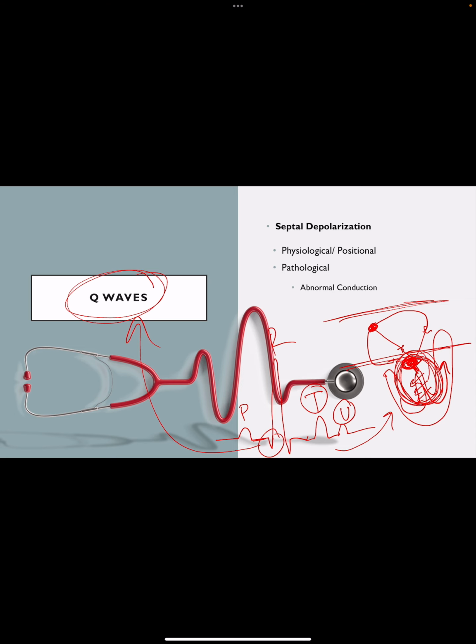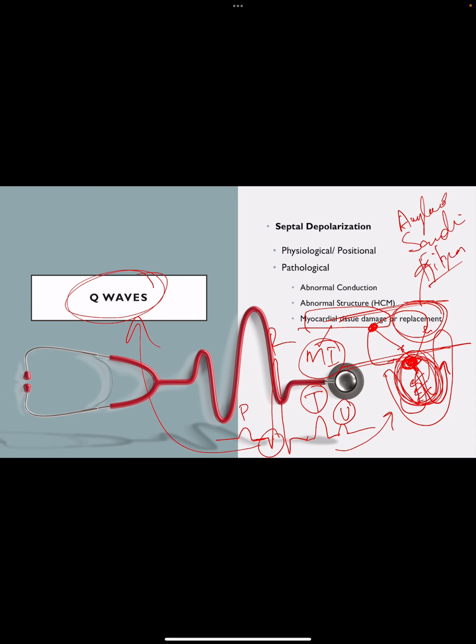And pathological Q waves can be due to three reasons. Either it is due to abnormal conduction, like some conduction tissue is abnormal, for example bundle branch block. It can be due to some abnormal structure, especially hypertrophic cardiomyopathy, and sometimes it is due to myocardial tissue damage, for example in myocardial infarction, or myocardial tissue replacement, for example if normal conducting tissue is replaced by amyloid tissue, or there is sarcoidosis, or there is fibrosis of normal heart tissue.